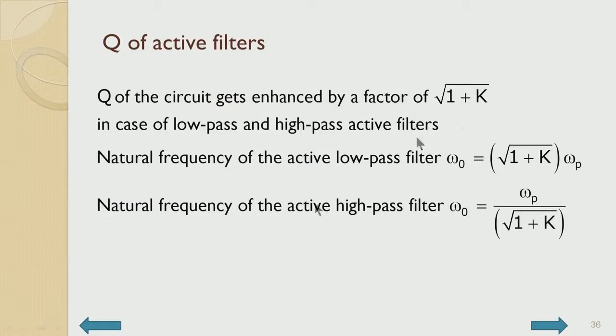Q is enhanced by a factor of root of 1 plus K. The natural frequency for the low pass is multiplied by root of 1 plus K into omega P. The natural frequency of the high pass filter is omega naught equal to omega P divided by root of 1 plus K. So, it gets reduced.